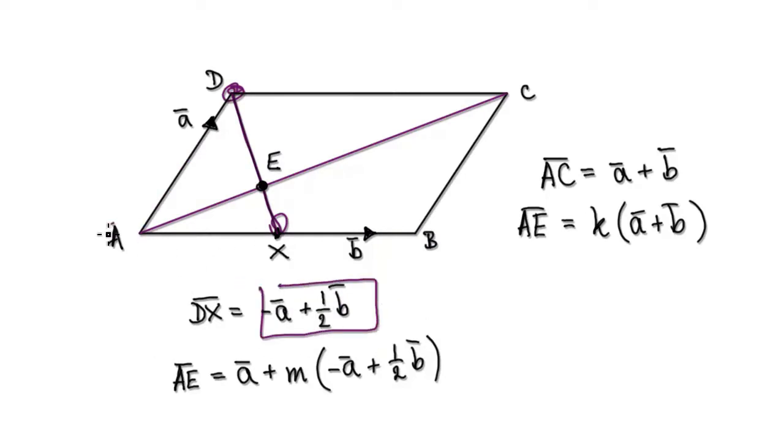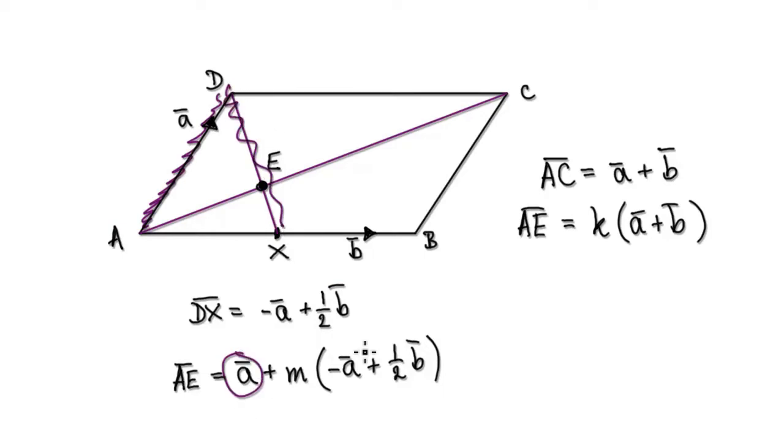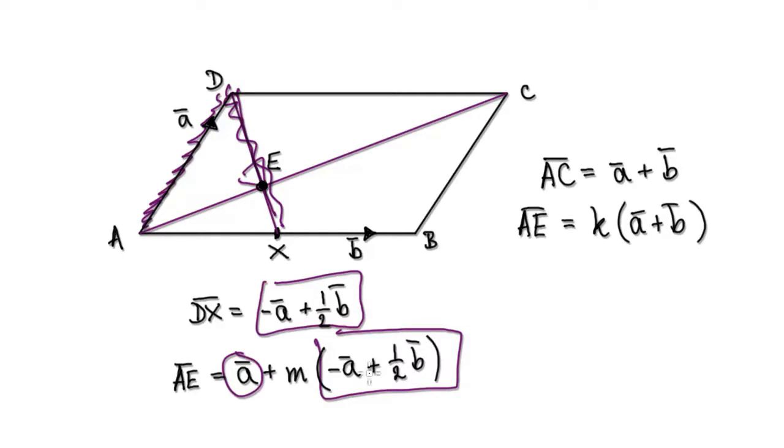So the vector AE is given by us moving along up here, which will be a, and then, well, we know the vector DX here. DX is given by this thing here. But then it's going to be some scalar multiple of the vector DX. So that's why we stick an m in here. In this diagram, you can imagine m as being 0.7. It's part of the way along DX.